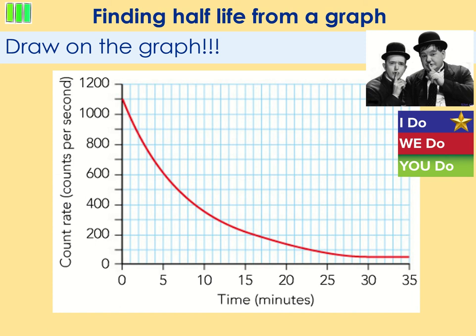The general method is pick a value, any value on the graph, and then read off the y-axis. It's easiest if you've got a graph that goes to time equals 0 to pick that value. Okay, so you can pick this value here. So pick a value, and what I need to do is read off the y-axis. So here that is 1100.